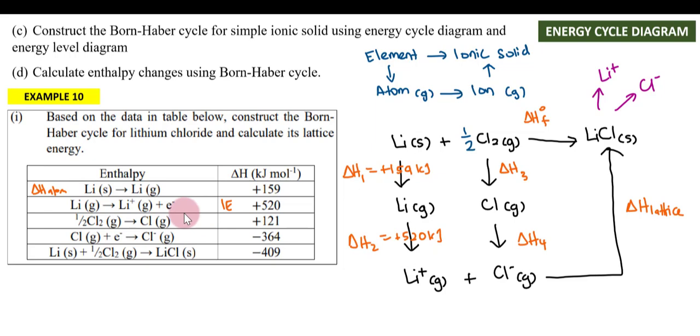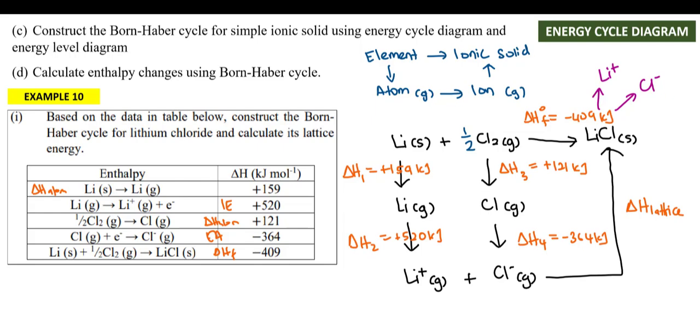The third enthalpy is half Cl2 gas to Cl gas. The value is positive 121 kilojoules. And then we have Cl gas to Cl minus gas. The enthalpy is negative 364 kilojoules. And then last but not least, we have lithium solid plus half Cl2 gas produce lithium chloride. So this is the enthalpy of formation actually. This one is electron affinity, this one is enthalpy of atomization of chlorine. The value is negative 409 kilojoule.